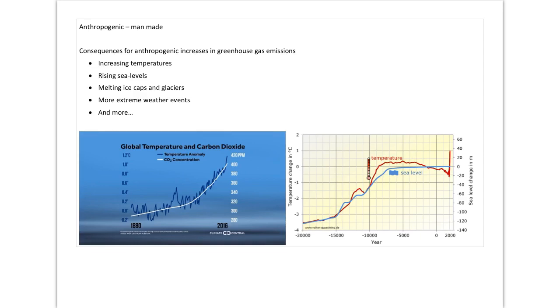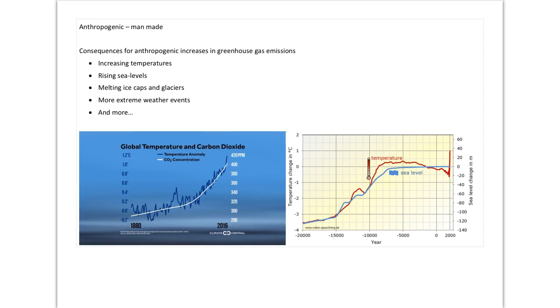You can see in this graph here, from 1880 through to 2016 on this scale here, we've almost doubled the amount of carbon dioxide that's in our atmosphere. So all these human activities are releasing lots of different greenhouse gases, but particularly carbon dioxide.